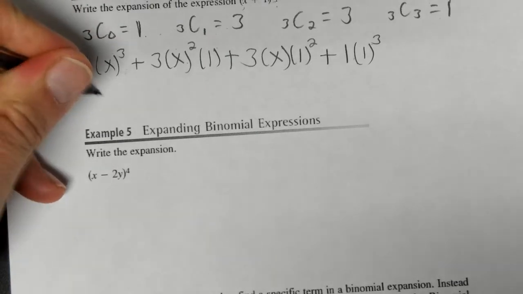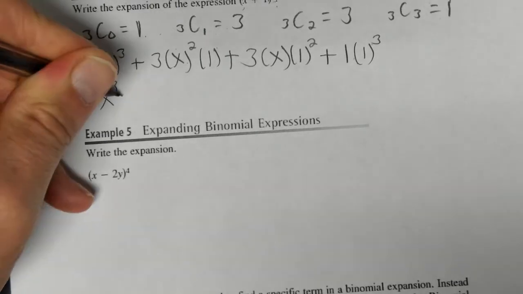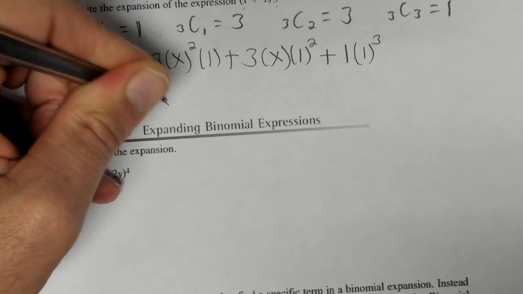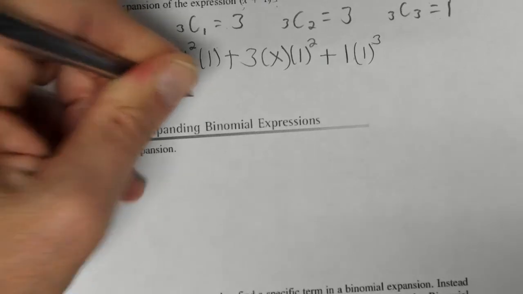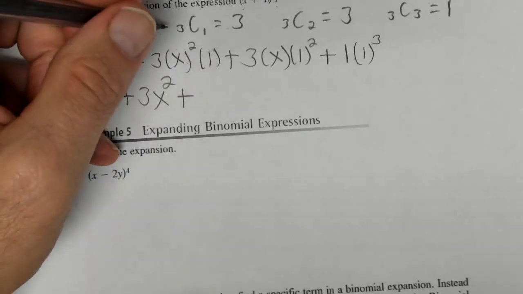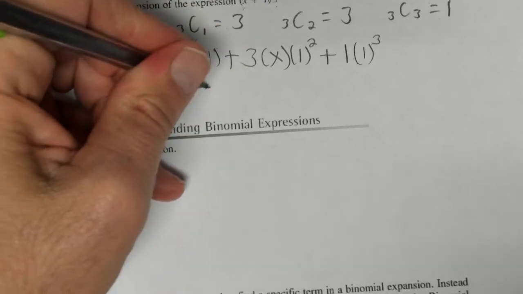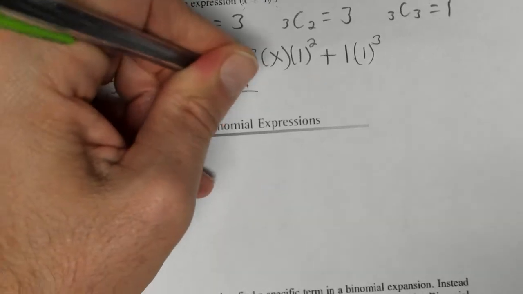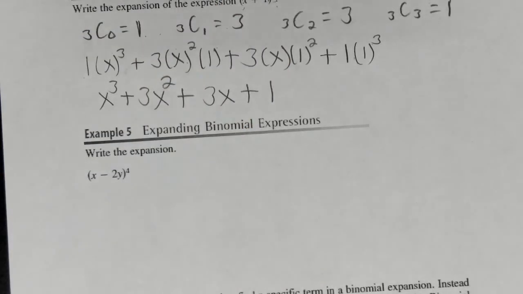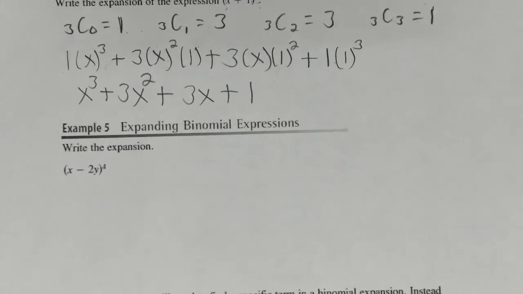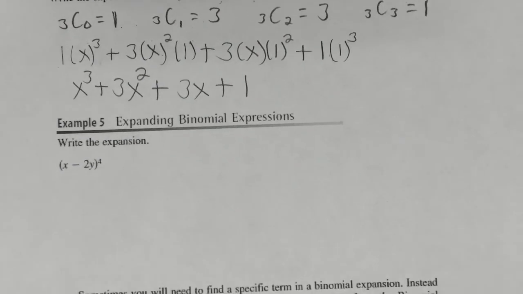1 times x to the 3rd is x to the 3rd plus 3x squared plus 3x plus 1. So that is the correct expansion. All right, let's try another one then.